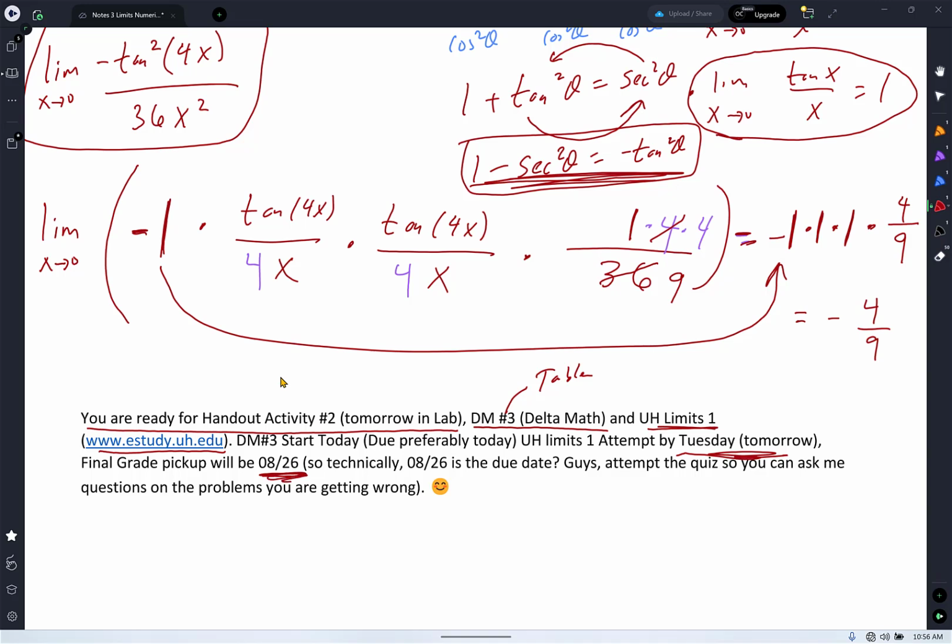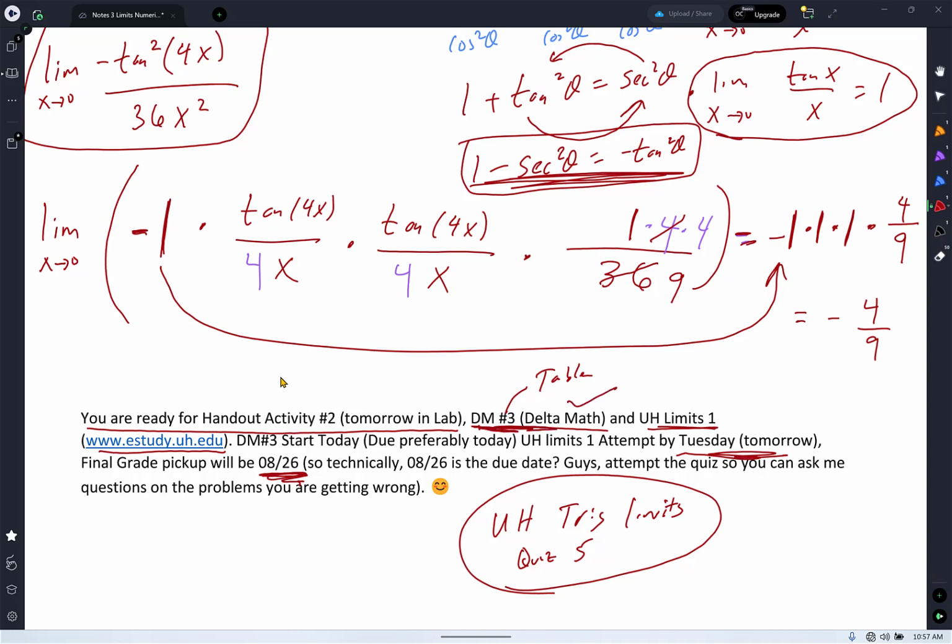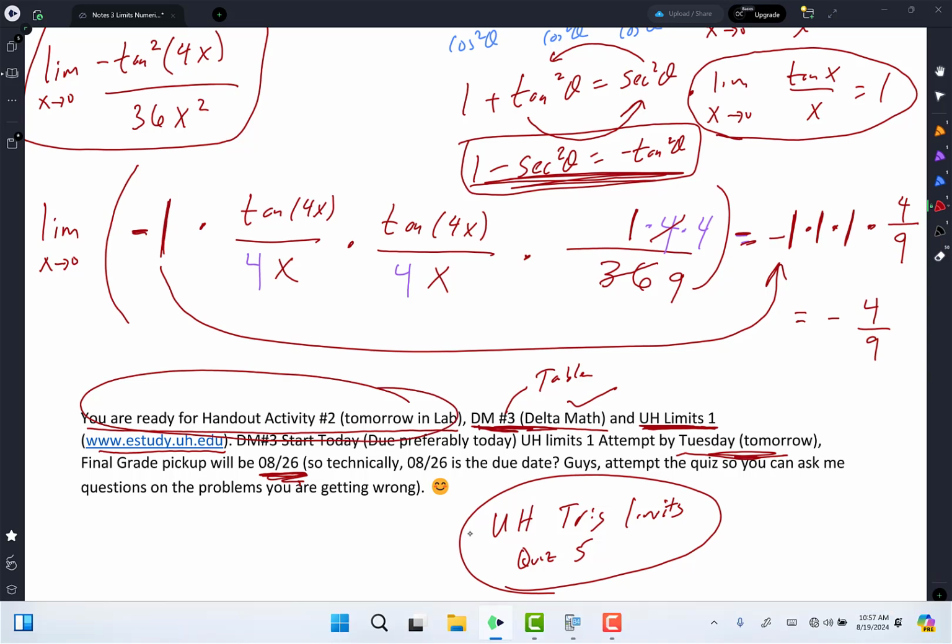When is the due date? Next week. And let me go ahead and add to it. You see how we just did trig limits? You don't have enough experience yet, but there's a UH quiz called Trig Limits. It's UH Quiz 5. If you want to get started in advance, you can do that already. Does that make sense, guys? So what do I want today? Delta Math number 3. Please finish that today. If you still have time, I would like you to make an attempt on UH Quiz 1, but you have until tomorrow to make that attempt. Tomorrow in lab, we will go over that handout. Are we cool, guys? All right, let's get started. Let's get cooking.